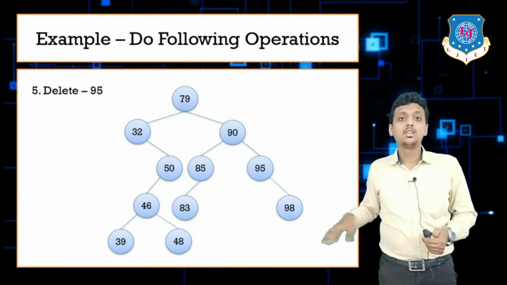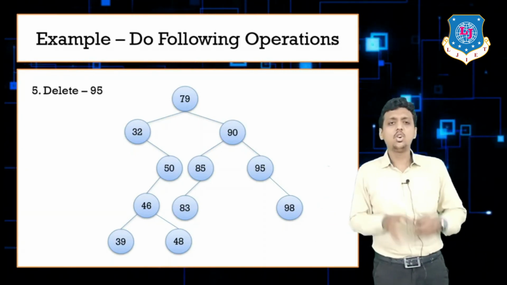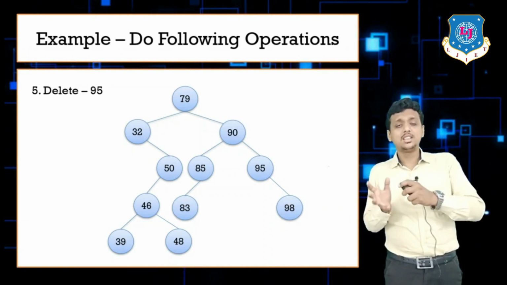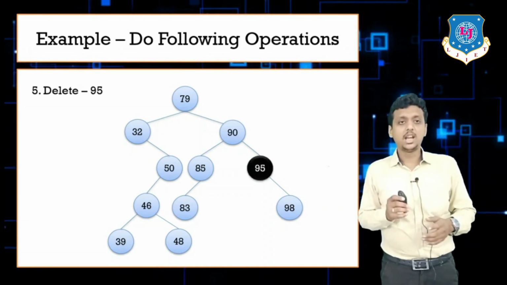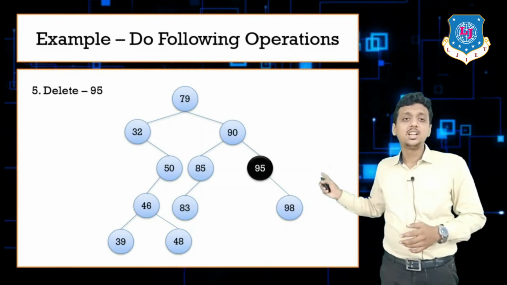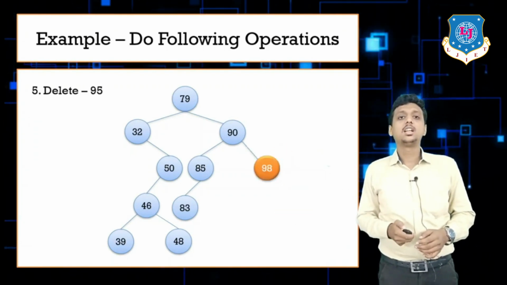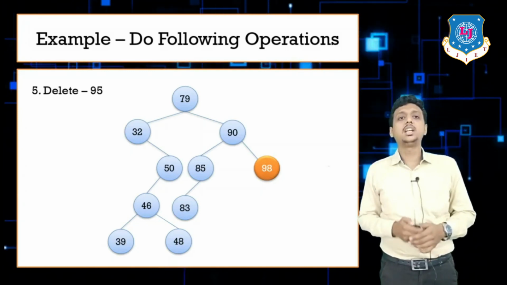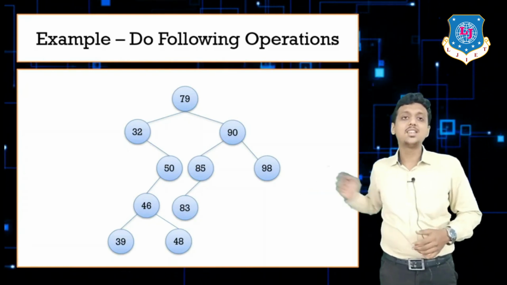Yes, it is. That is 98. So in such cases, the child node is replacing the parent node. So 95 is the node which I want to delete. 98 just takes the place of 95. 95 is deleted, and here it is 98. So after deleting 95, this is my new figure, a new answer.